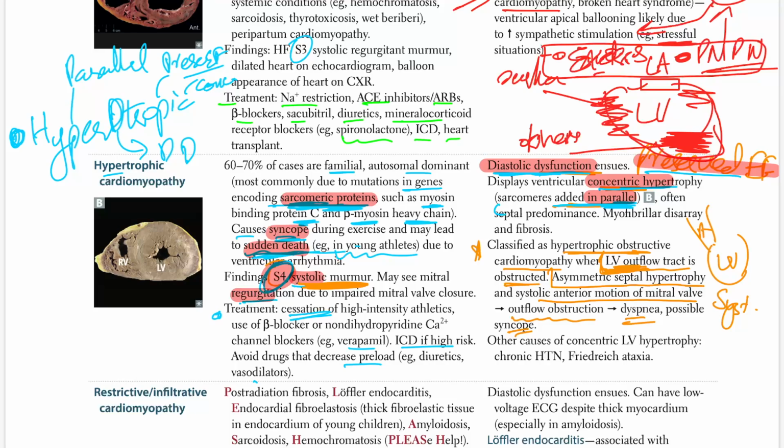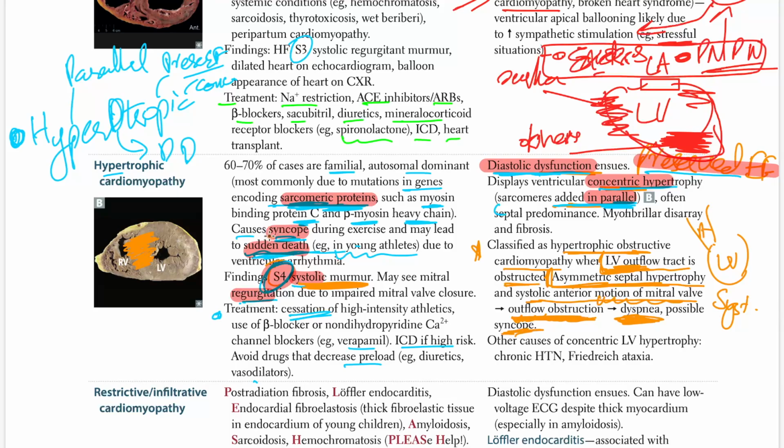The other thing is you will have asymmetrical septal hypertrophy. So the septum is right here. This is the septum, right? So it is asymmetrical septal hypertrophy. High yield point: it is not going to be symmetrical. And systolic anterior motion of the mitral valve. So there's anterior motion of the mitral valve, which causes the outflow obstruction. And when you have the outflow obstruction, that's going to cause dyspnea and syncope.